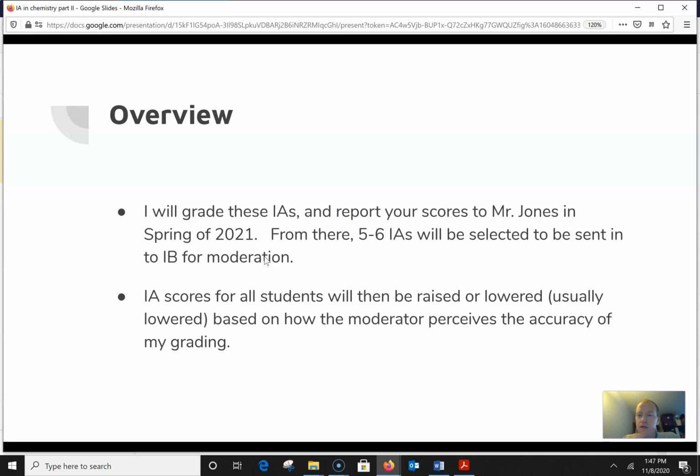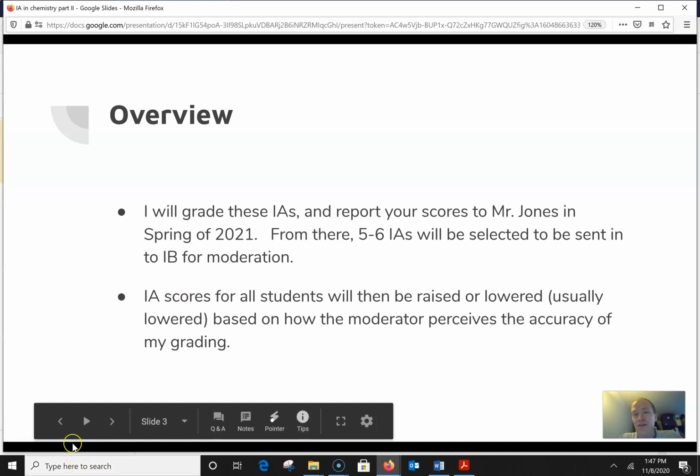And we're going to turn it in to turnitin.com. Then typically what happens is I report the scores to Mr. Jones. I just say this person got a 12, this person got a 13, this person got a 17, and so on. Then 5 or 6 IAs get randomly selected from that bunch, and they're sent in for moderation, where an IB moderator will look at them and either adjust all the scores up or down based upon those. Now, I've never gotten moderated up, always down. Typically somewhere out of 24 points, somewhere between 2 and 3 points. So if I give it a 17 out of 24, the moderator thinks it's a 15 out of 24.